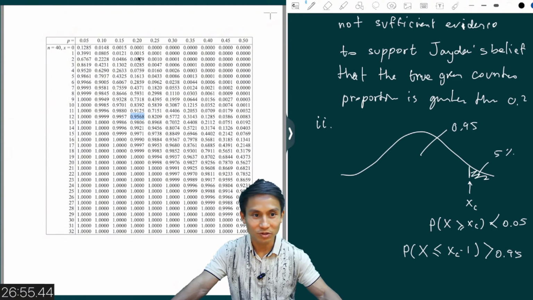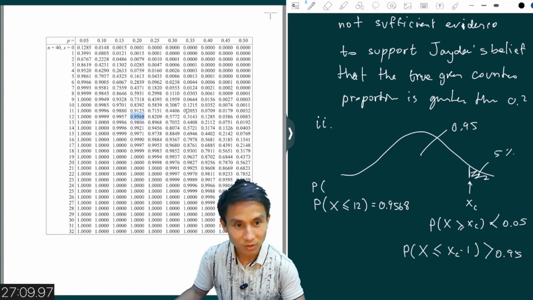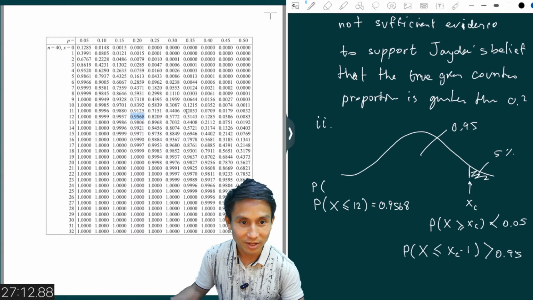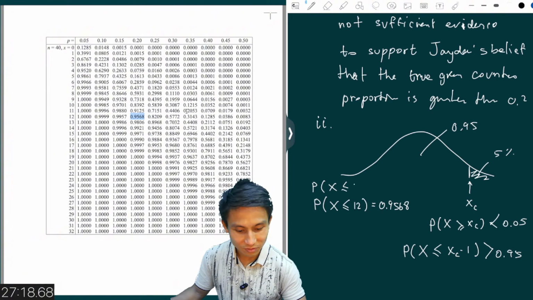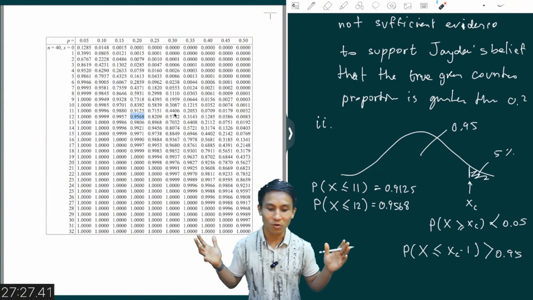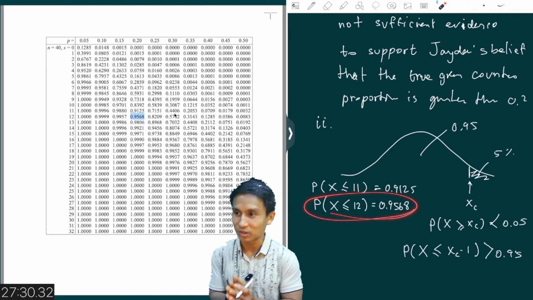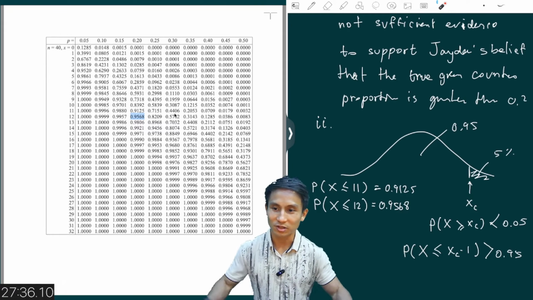This is probability 0.2, and when x is 12, we have that. So I need to write it like this: P(X less than or equal to 12) is the one we want. But you need to show some working, so I should show the first one as well, the one less than that, which equals 0.9125. That is not quite over 0.95 yet, so we have to use this one. It's the smallest one that we can use.